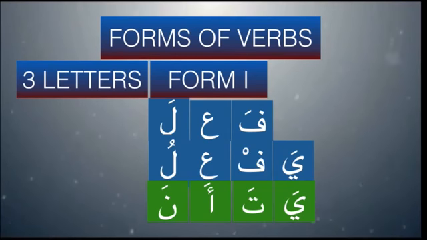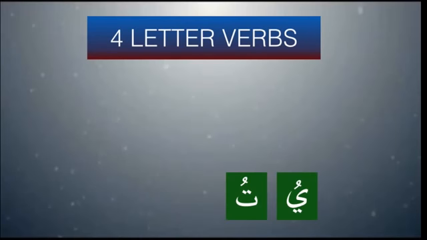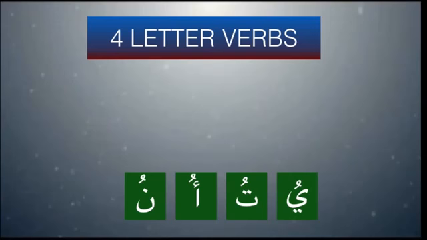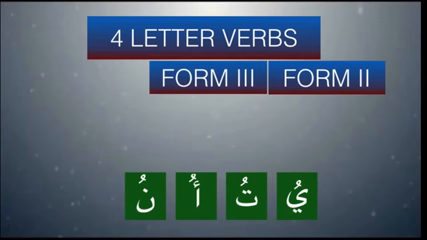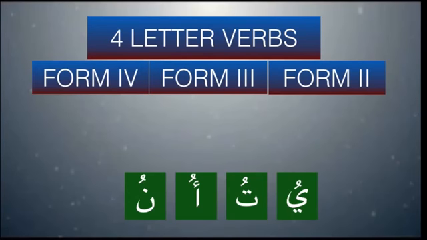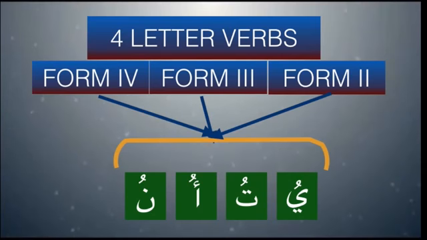Then we went on to learn about four-letter verbs. So what is the speciality of the four-letter verbs? The mudari', which begins with the alamat mudari', will carry a sign of dhamma, that is yu, tu, u, or nu. We know there are 10 forms of verbs, and among them 3 forms are constructed using 4 letters: form 2, form 3, and form 4. In all these forms, the mudari' begins with yu.